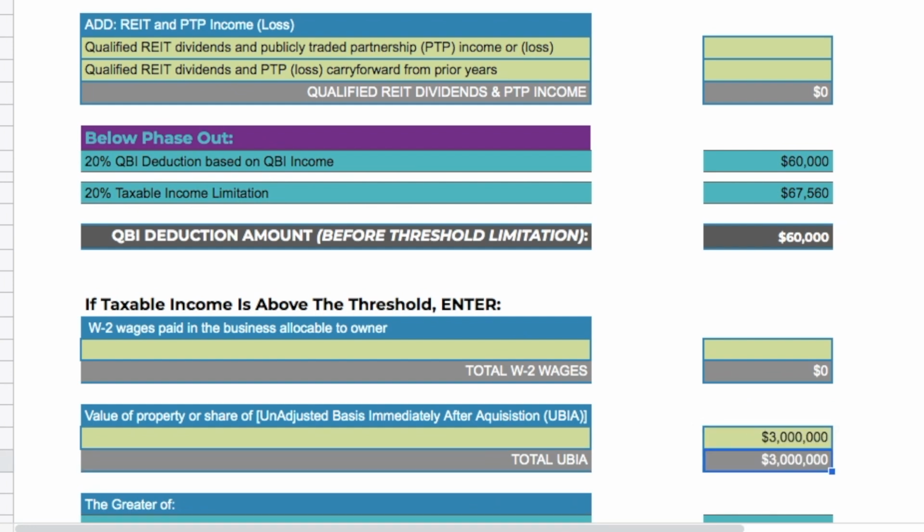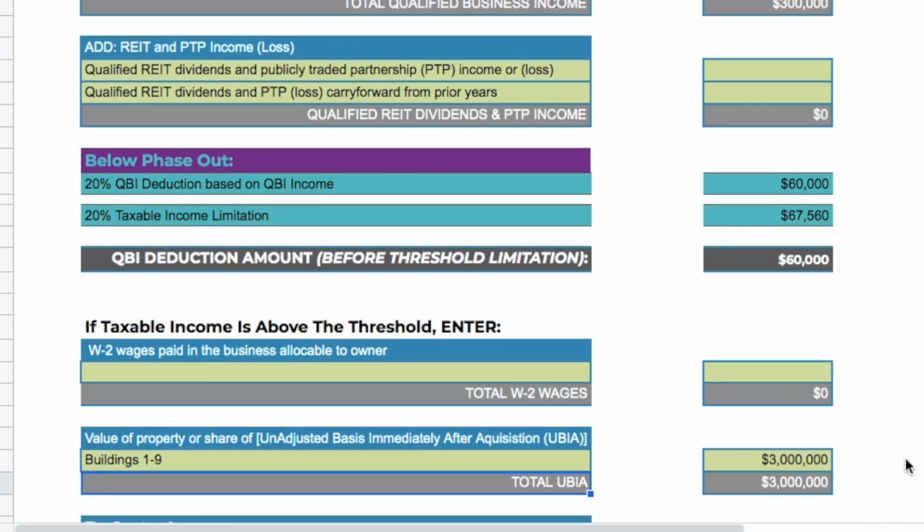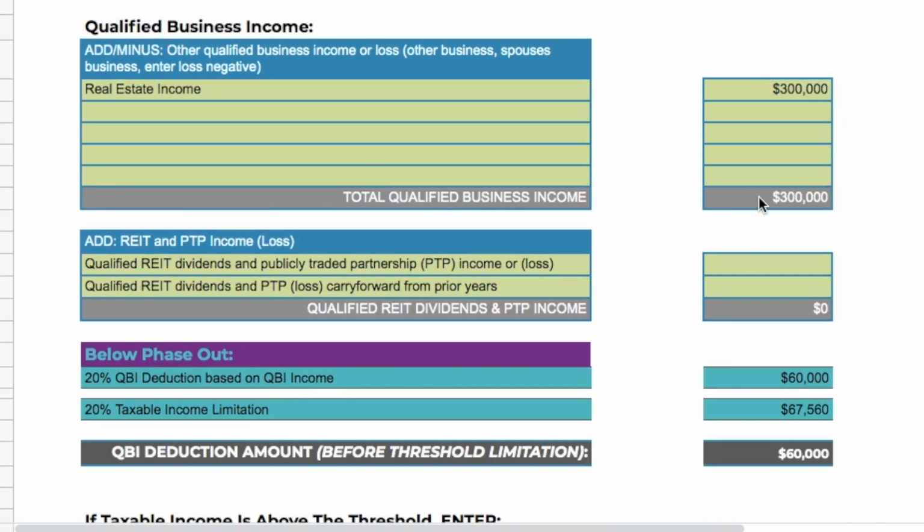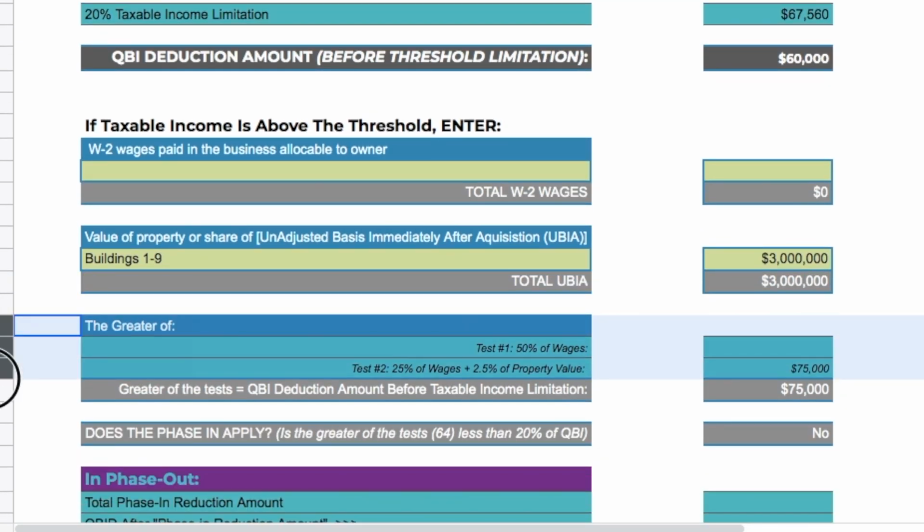And that could be spread out. You know, like we could say that these are buildings 1 through 9. So it's 9 buildings, 300 million is the total value, 300,000 is the total income. The tests are based on the greater of these two tests. So we only have to have one test populating. So in this case, it's 75,000.